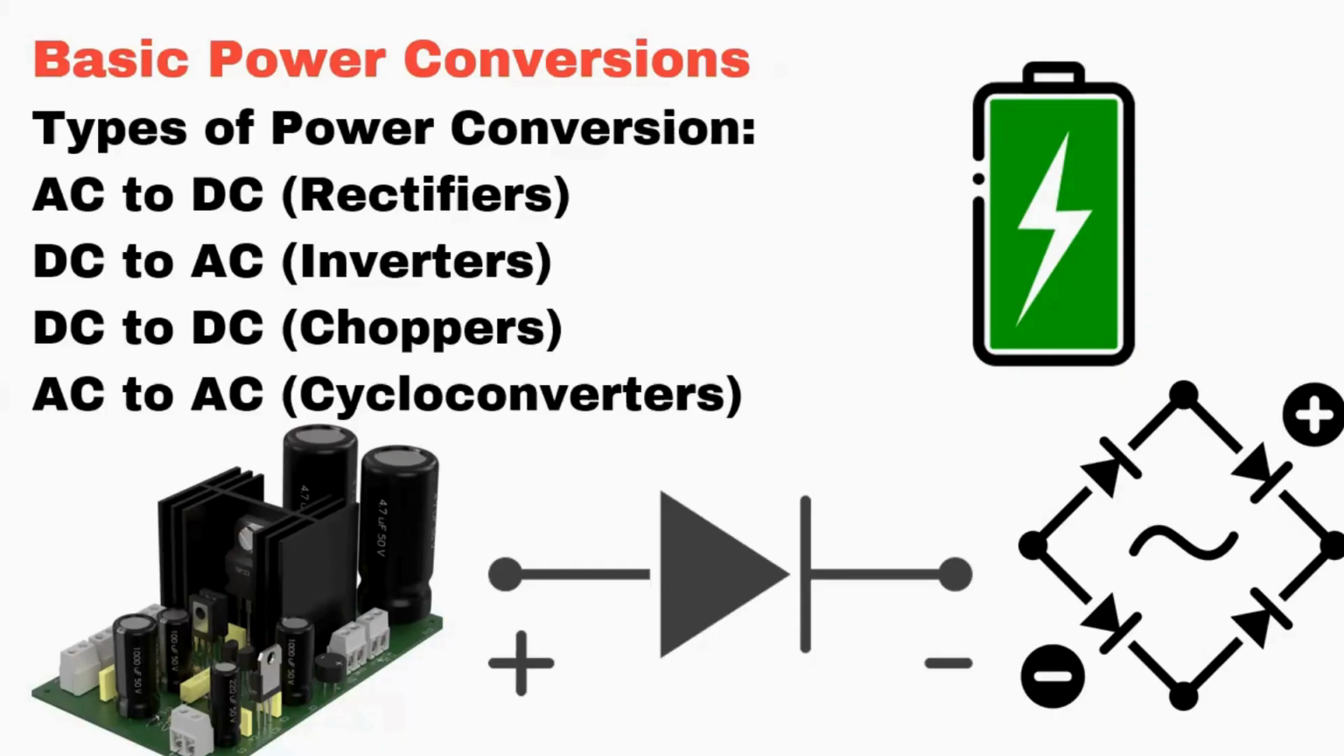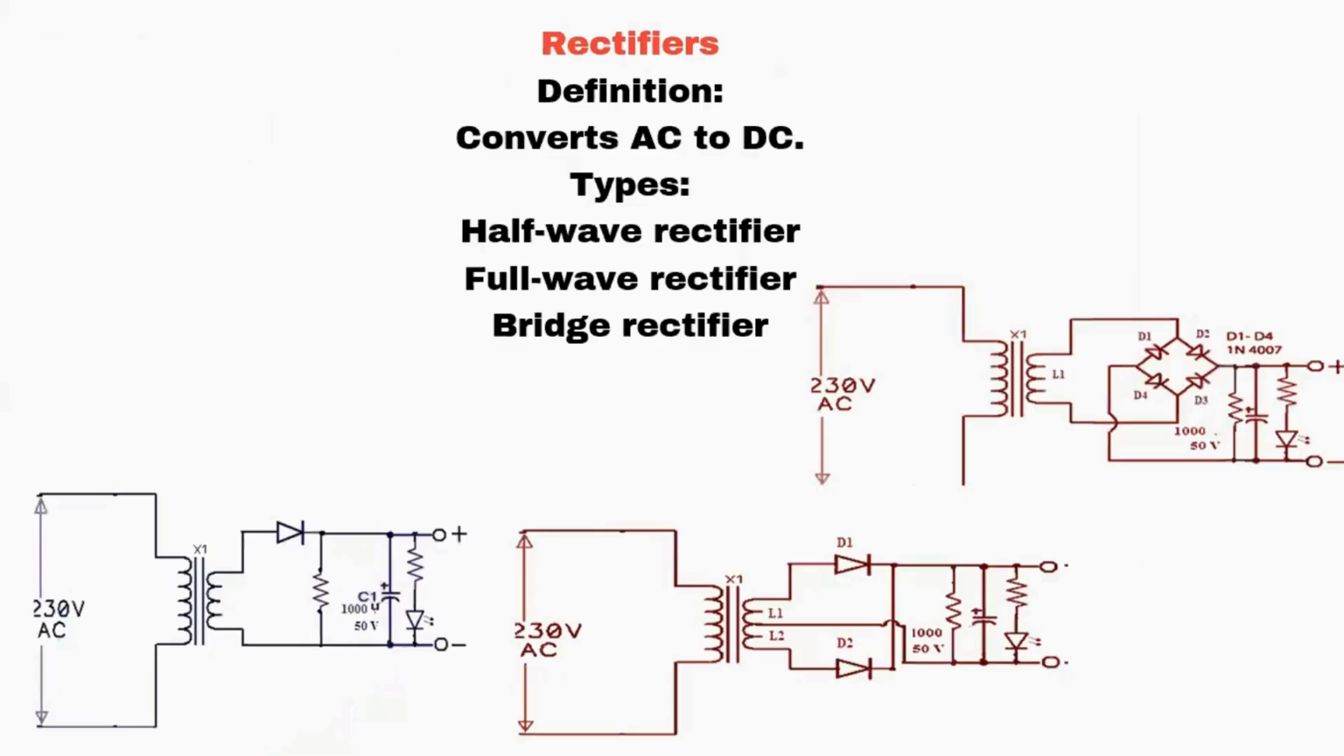Correct? These three are very important for us. You can see in the figure, battery, diode, and that power supply regulator and bridge has been shown. We'll study a little further. We'll go to the next slide.